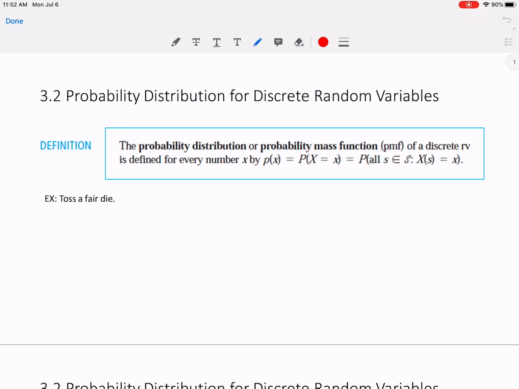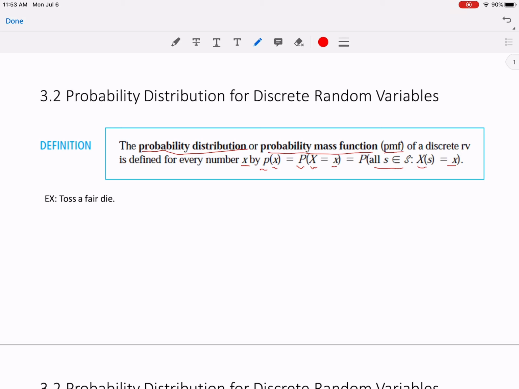The probability distribution, or probability mass function, shorthand version PMF, of a discrete random variable is defined for every number x by the probability of this possible value, equal to the capital P, which represents the probability that the random variable is equal to this particular value. So it is equal to the probability of all possible outcomes s in the sample space such that X(s) is equal to this particular value.